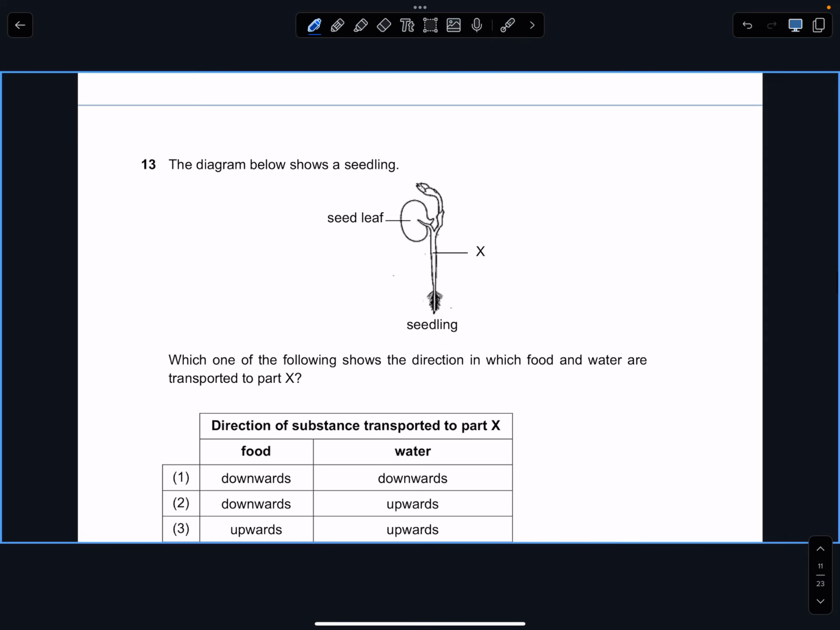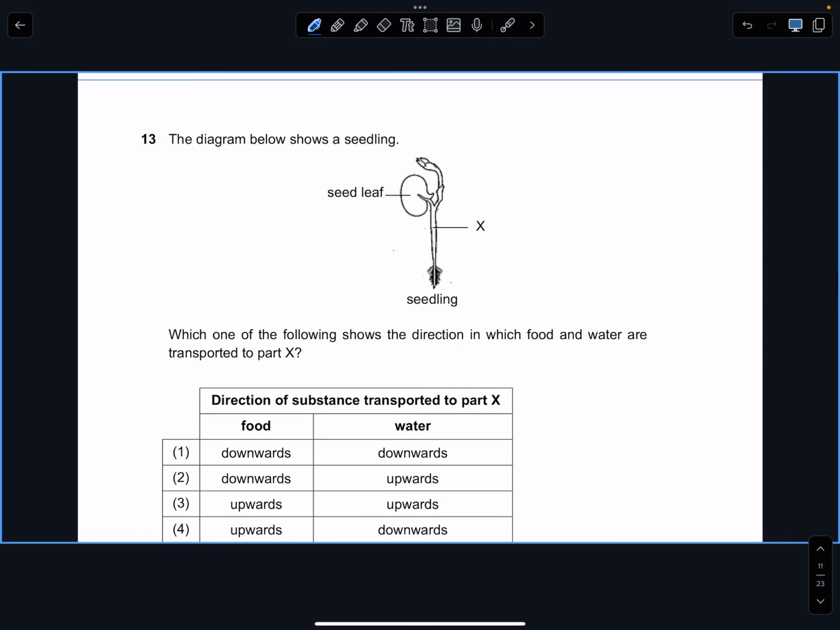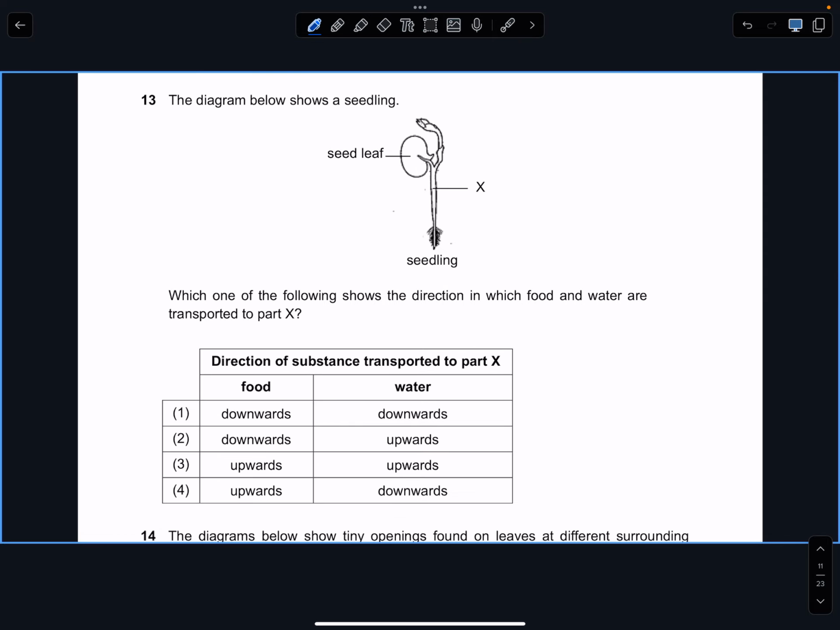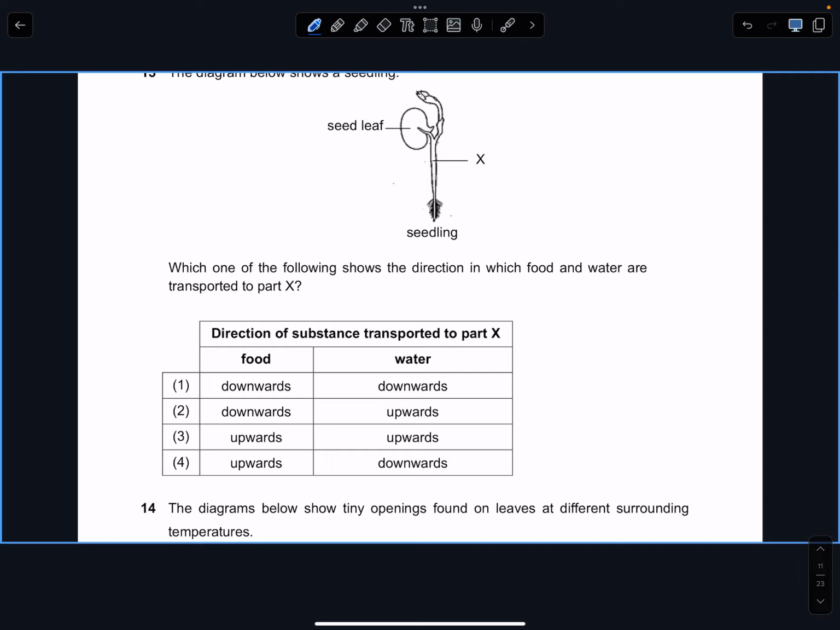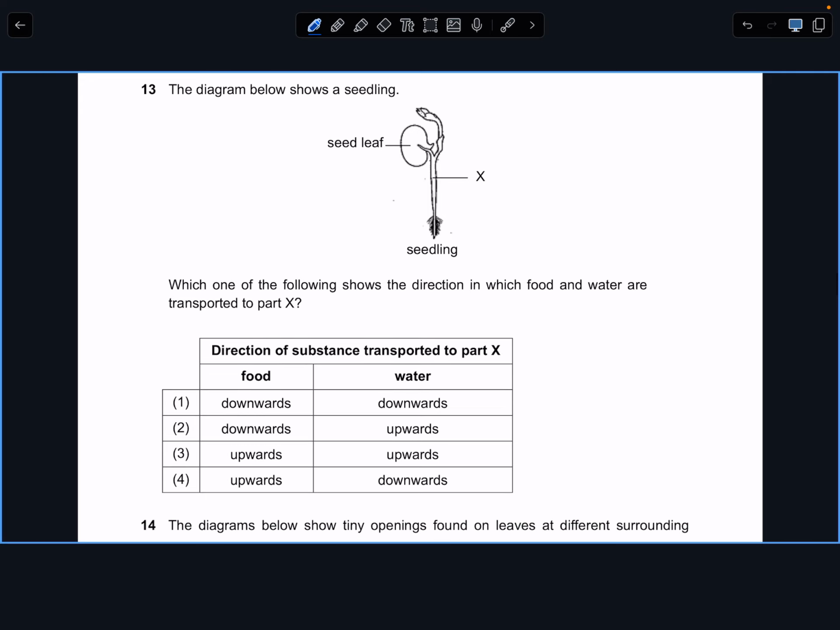Next. The diagram below shows a seedling. Which of the following shows the direction in which food and water are transported to part X? Okay? So basically, when you look at this part, your seed leaf, they say here already, food transported to part X. So food comes from your seed leaf, so it's downwards. Correct?